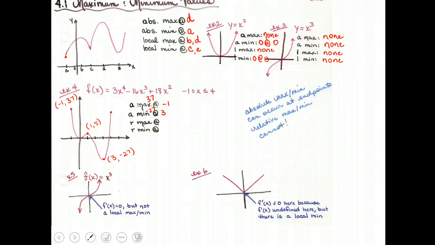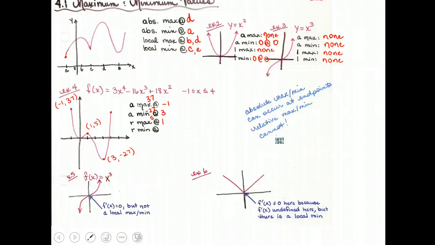All right, how about relative maximums? Where do I have relative maximums? Relative maximums at 1, 5, right. How about at -1, 37? Do I have a relative maximum there? Why no? It's an endpoint, so relative maximums do not occur at endpoints. So the only one I'm going to have is a maximum of 5 at 1.